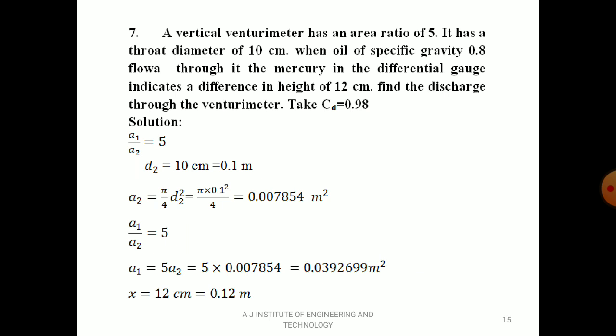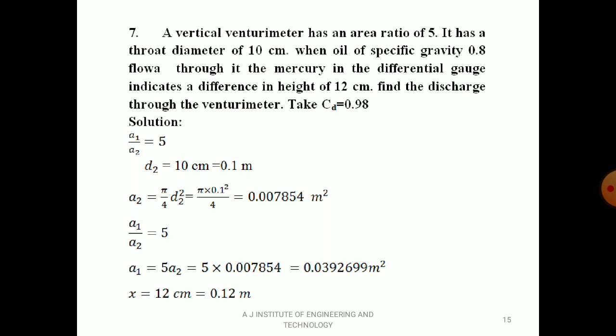When oil of specific gravity 0.8 flows through it, the mercury in the differential gauge, so flowing fluid is oil of specific gravity 0.8, so density it is 800. So the mercury differential gauge indicates a difference in height of 12 centimeter. That is X value, that is equal to 12 centimeter or 0.12 meter. Find the discharge through a venturimeter. So Q is how much? Taking CD equal to 0.98.